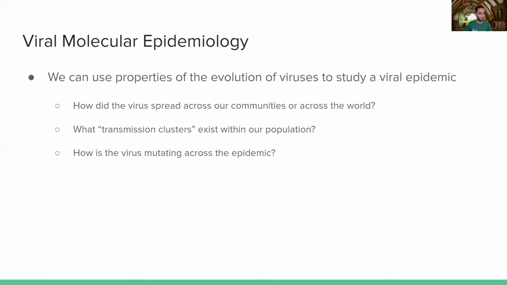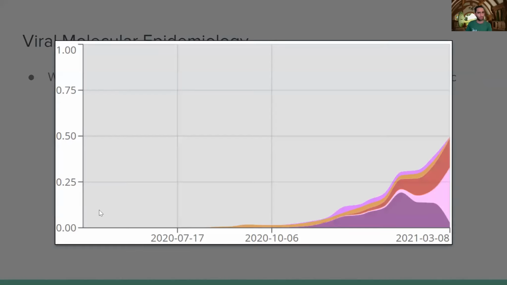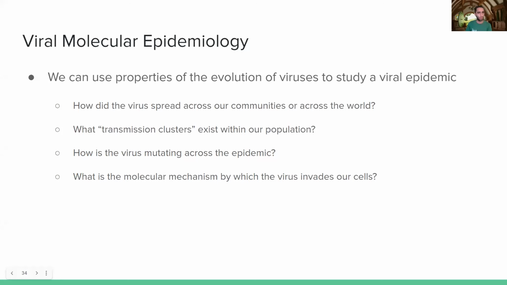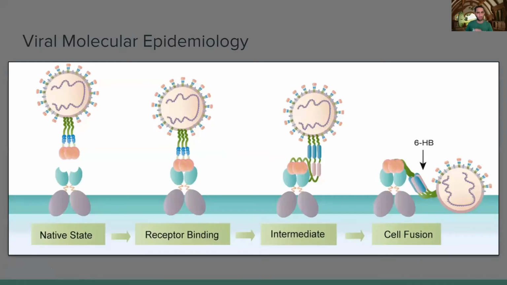How is the virus mutating across the epidemic? I think this is from outbreak.info. We can track in a given community, what is the proportion of the different lineages of COVID-19 or whatever virus I'm looking at over time? What is the molecular mechanism by which the virus invades our cells? We can do some form of protein structure modeling to see what interactions we expect to occur.